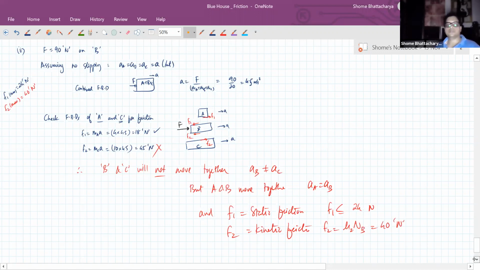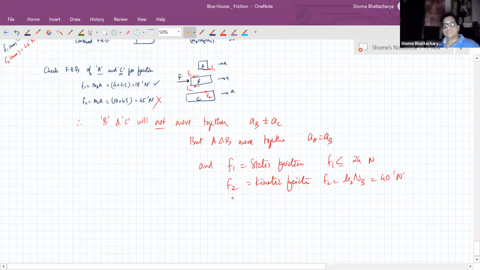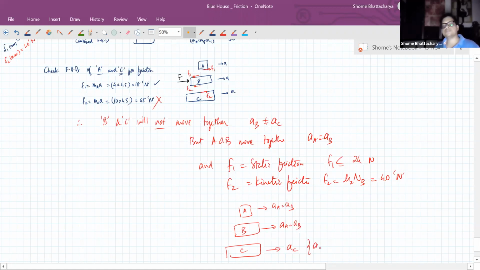You can see. Okay. So now you make the individual FBDs once again. Only this time the acceleration of A is equal to the acceleration of B. But acceleration of C is different. And this friction acting, its value is 40 newtons. But this friction acting, we don't know its value because it is static friction.